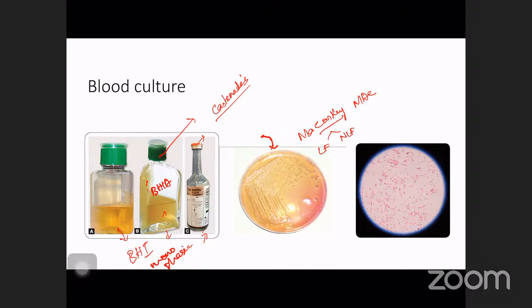Once it is subcultured, we go for Gram staining, and here what you are going to see is a Gram negative bacillus. So the entire Enterobacteriaceae family is going to be Gram negative bacilli.